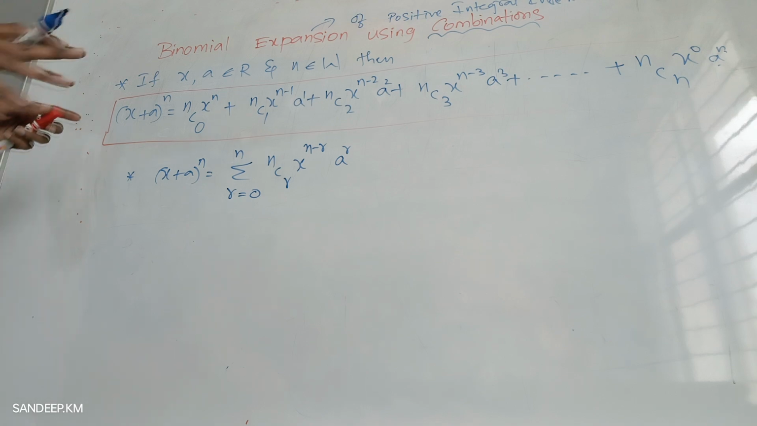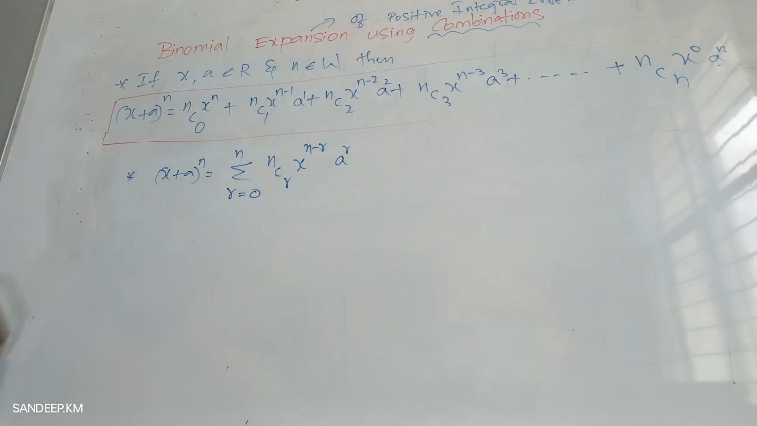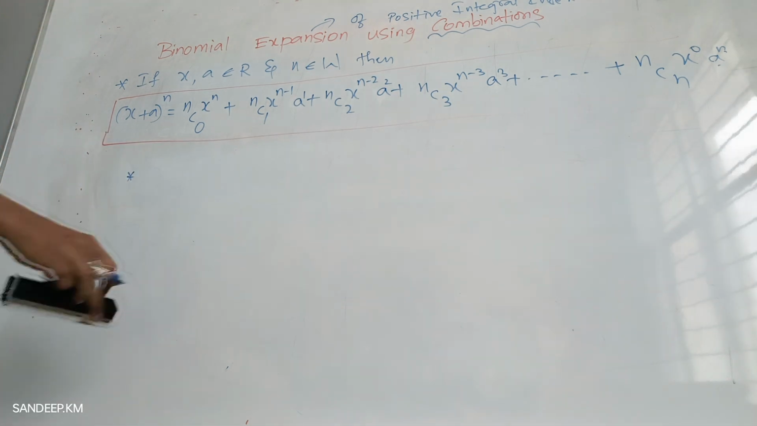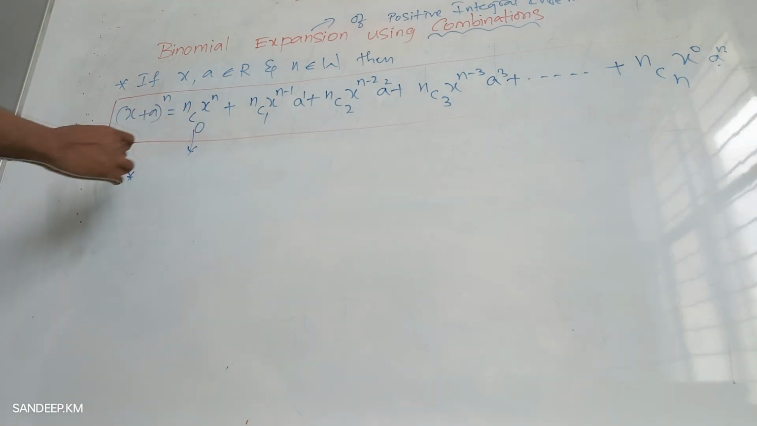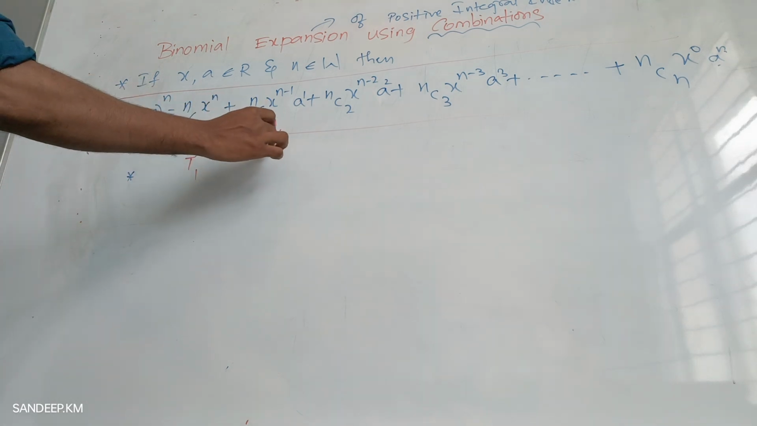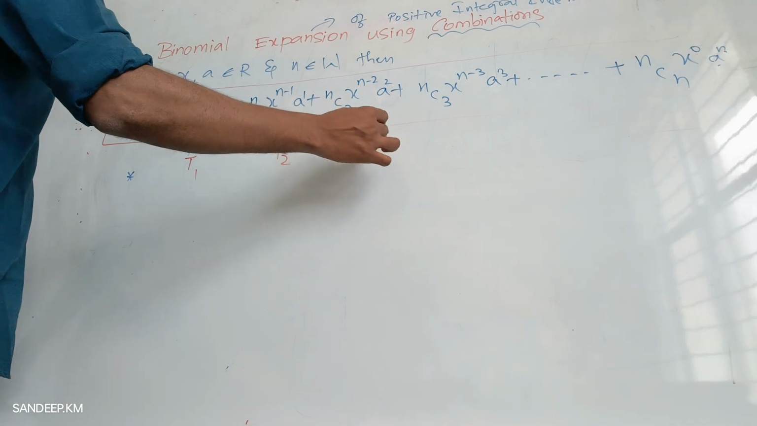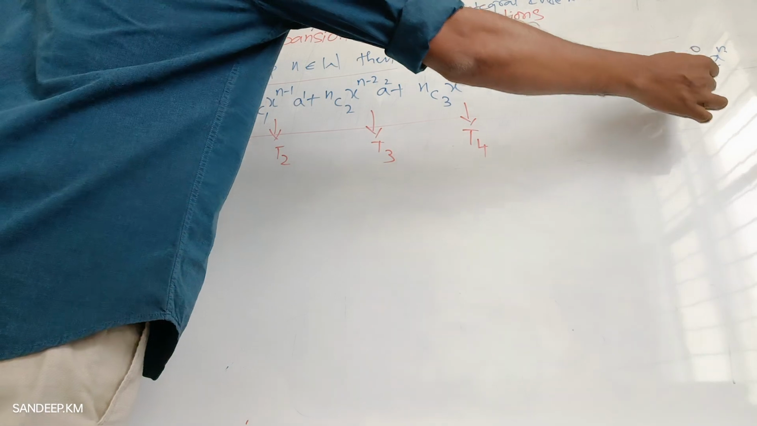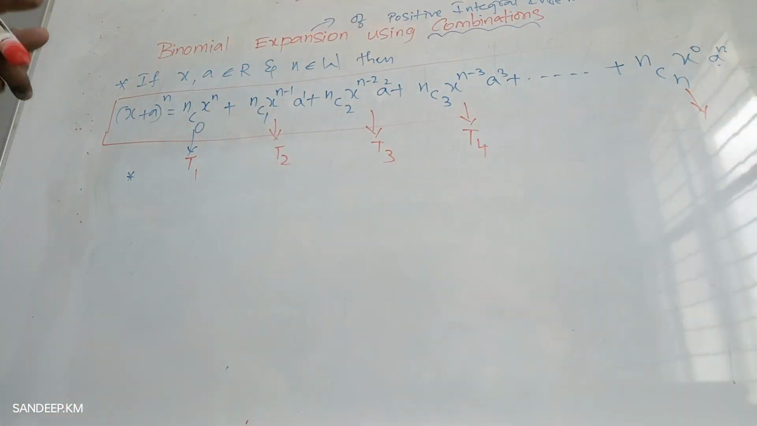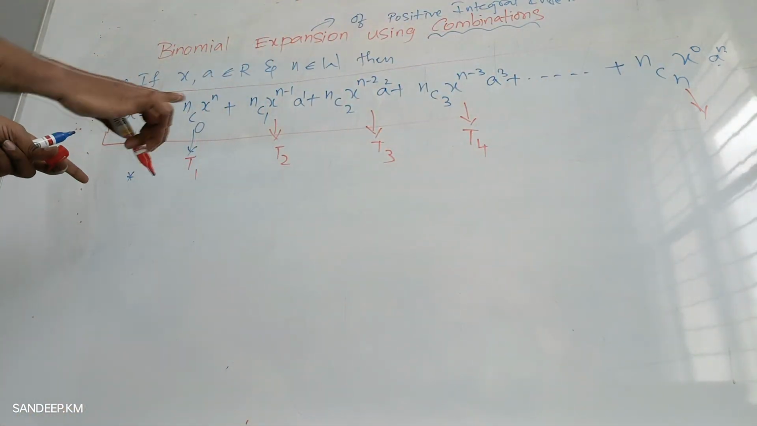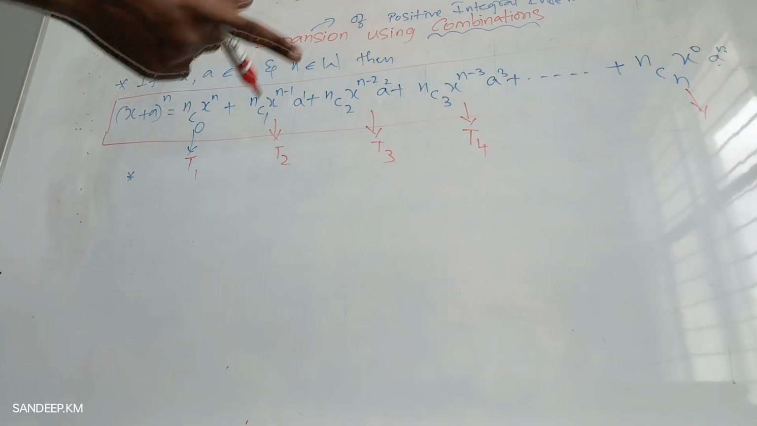Next, in binomial expansion, this is called the first term, t1. This is called the second term t2. This is called the third term t3. The fourth term t4, and so on. The last term. You should ask yourself one thing. What is the last term? Is it Tn? Do you think there are n number of terms?